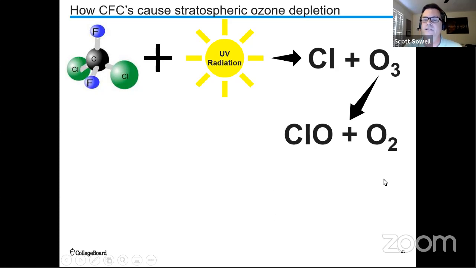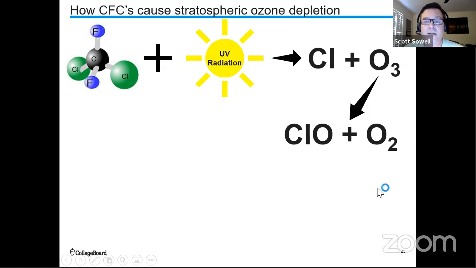So if we were to stop right here, the story would be bad enough. We no longer have this molecule of ozone that was being useful. It was blocking out UV radiation to the Earth. Well, chlorine has just now broken that apart, and we no longer have that one particular molecule of ozone.